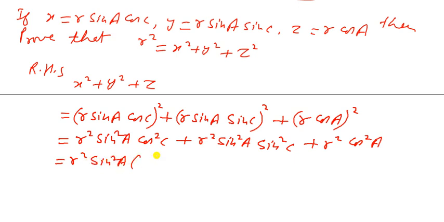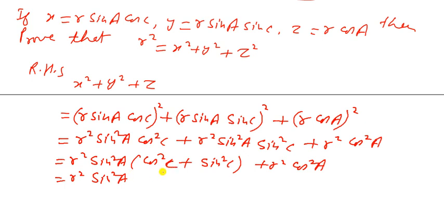Here r square is common, and also sine square a is common. So we can take common r square and sine square a. We get cos square c plus sin square c, and plus r square cos square a. What will happen? As you know, sin square theta plus cos square theta is 1. So you can write here 1 and plus r square cos square a.